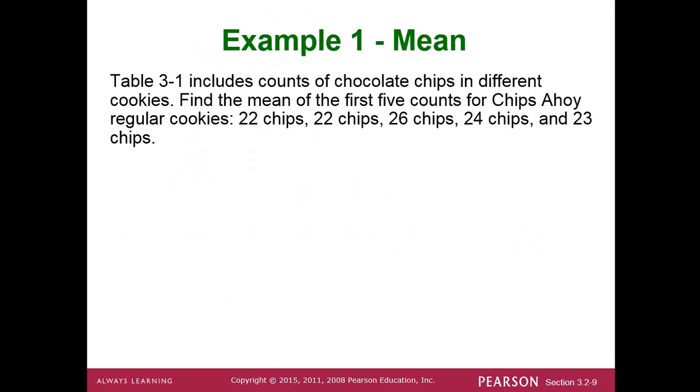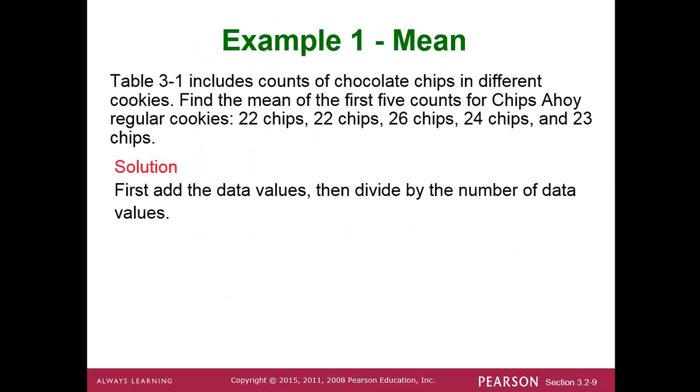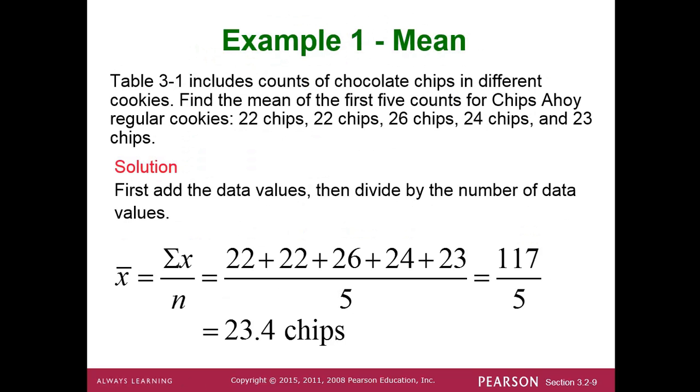So if you're stressed while you're studying your statistics and you decide to eat some chocolate chip cookies, stop and think about how many chips are in the cookies. Here we had 5 cookies and we've counted the number of chips in each. We want to find the average or the mean. So we add the 5 numbers and we divide by 5. There's an average of 23.4 per cookie.